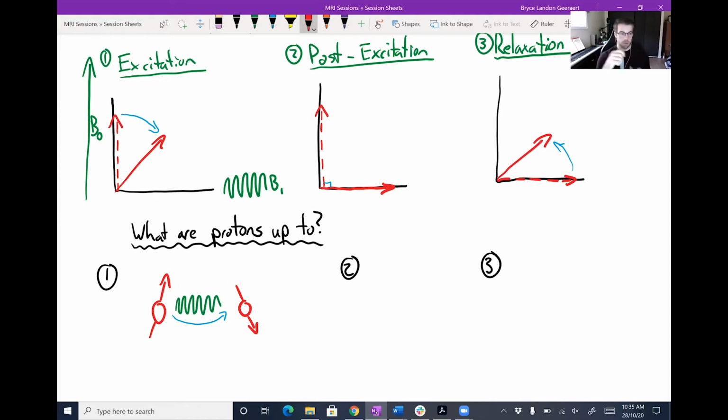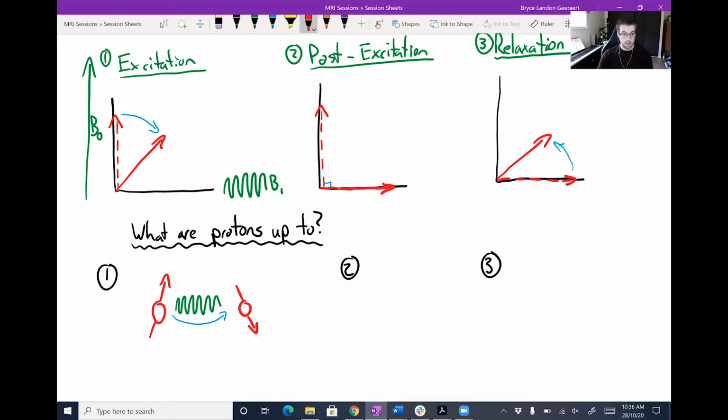If we think about the sum of magnetic fields that's creating this NMV, if some of the up orientation protons flip to down, that's going to decrease our longitudinal component of our NMV. Does that make sense? So our longitudinal component is getting smaller during excitation, as you might expect, because protons are absorbing energy from the applied magnetic field and flipping into an anti-parallel state.